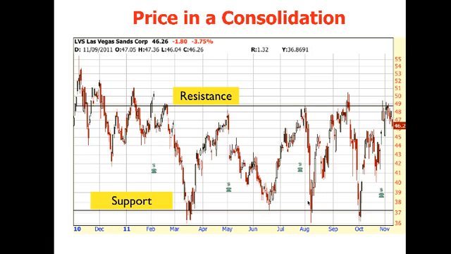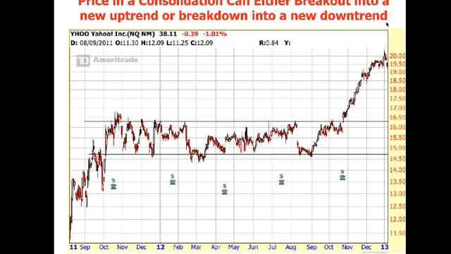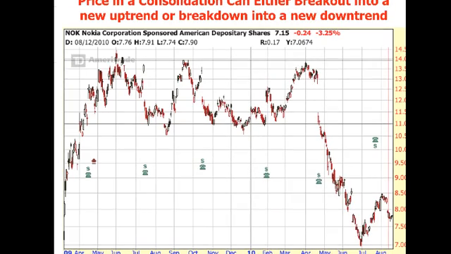The general rule of thumb is that you don't want to buy when the price is in a consolidation pattern, because it can get stuck there for weeks or months or years. You only want to buy when the price breaks out of the consolidation pattern, like so. When it breaks out, that's called a breakout pattern, and that's when we go long. Or we go short when the price breaks down from the consolidation pattern, and that's when short sellers like to sell the stock. And if you're holding the stock, obviously you want to get out when it breaks into a new downtrend.